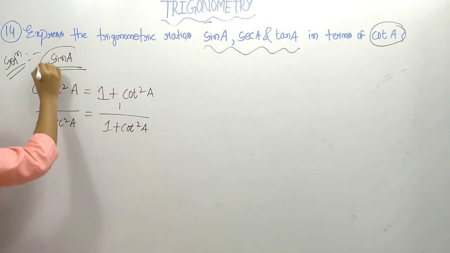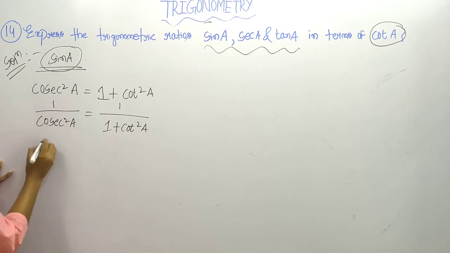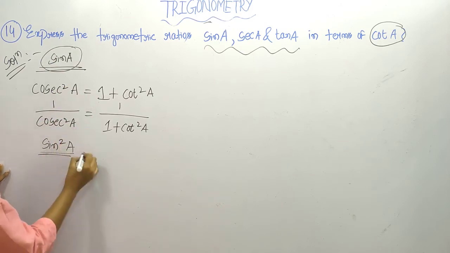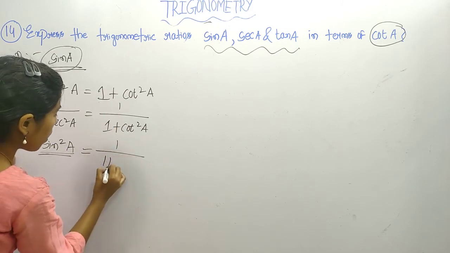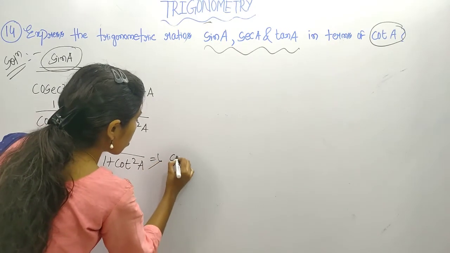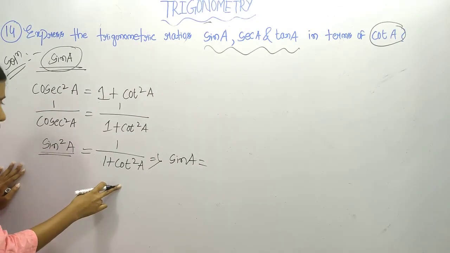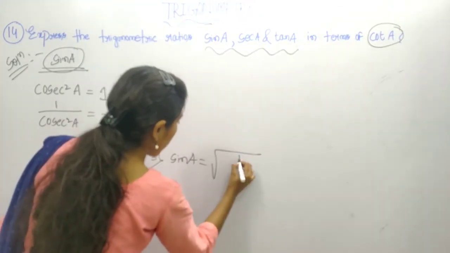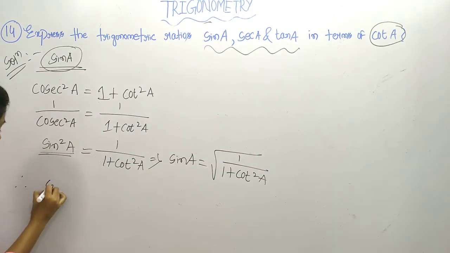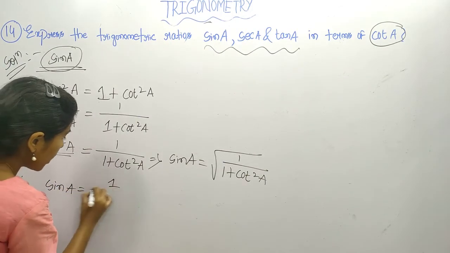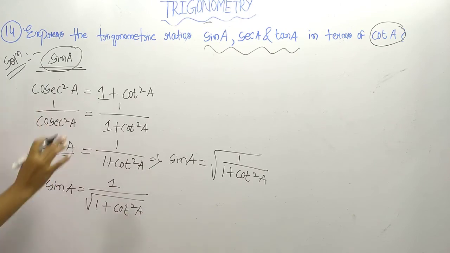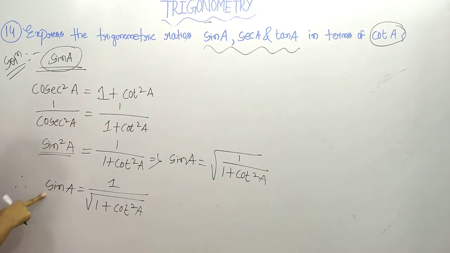Now you see, we want sin A, so I did like this. So 1 by cosec square A is sin square A. Next equals 1 by 1 plus cot square A. But here we need sin A. So sin A will be, square will go this side, so it will become root of 1 divided by 1 plus cot square A. Therefore sin A equals, root over 1 is 1, divided by root 1 plus cot square A. Over. So we have sin A in terms of cot A.